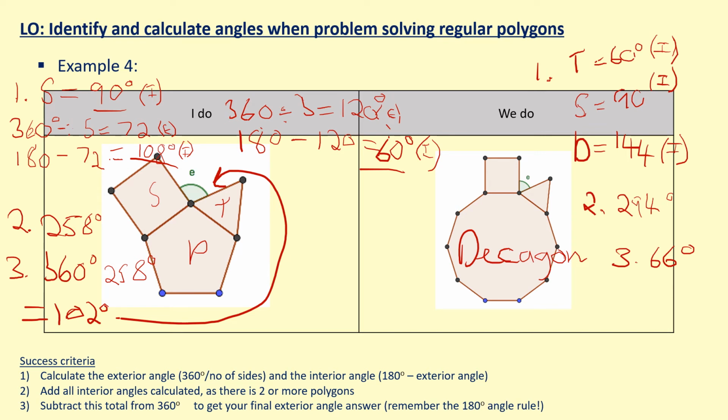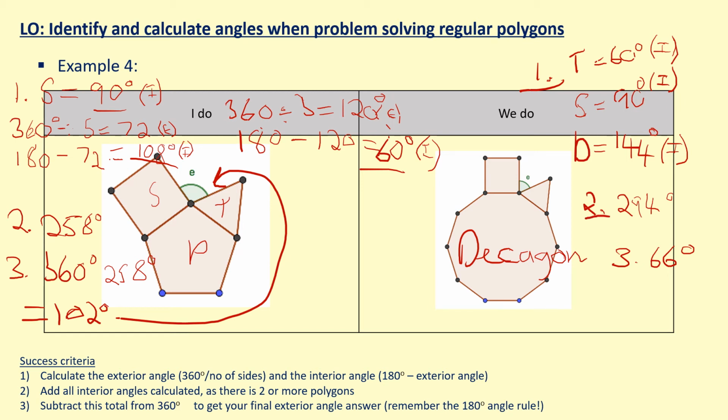So Year 8, without having done the full working out, I've just shown you the answers for the working out. On 1, the triangle 60 we know, square 90 degrees we know, and the decagon, so 10-sided, which we haven't used yet, we should have worked out at 144. 360 divided by 10 is 36. 180 take 36 is 144 degrees.